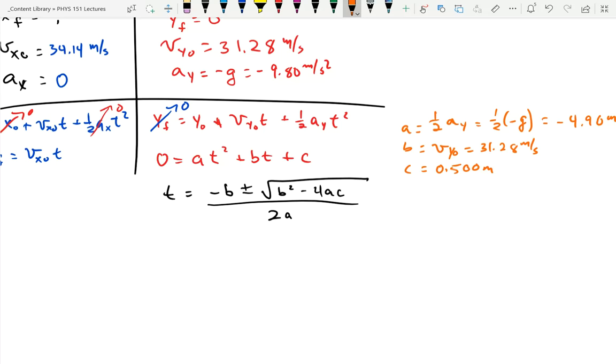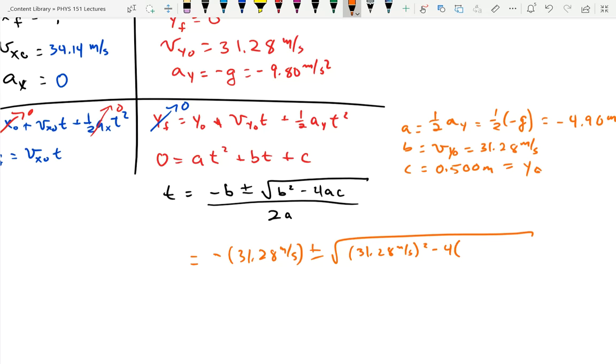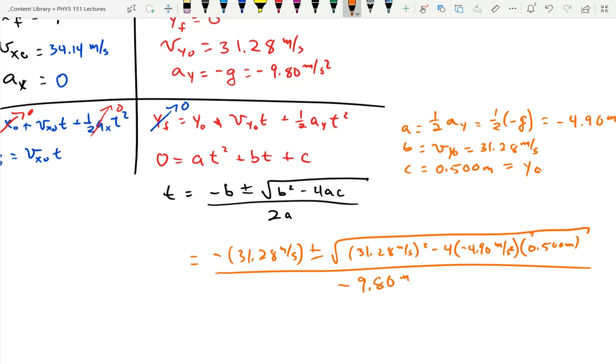Sorry, I didn't put the Y0. I'll just put it at the end here. So that means my time is going to be equal to negative 31.28 meters per second plus or minus the square root of 31.28 meters per second quantity squared minus 4 times my A, which is minus 4.90 meters per second squared, times my C, 0.500 meters, all over 2A, which is minus 9.80 meters per second squared.